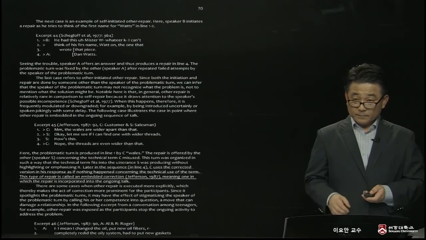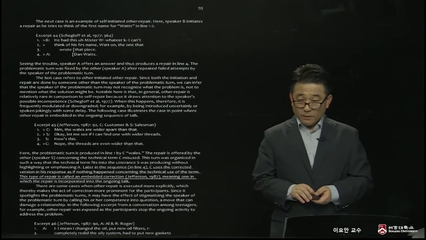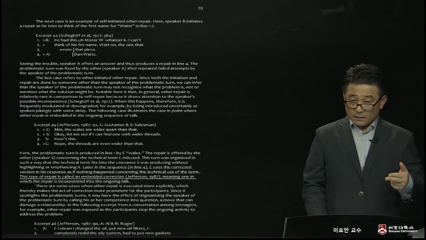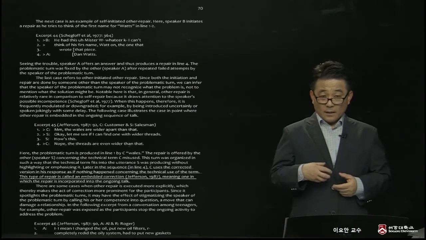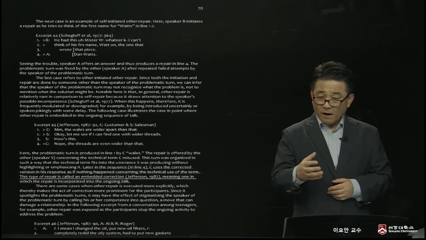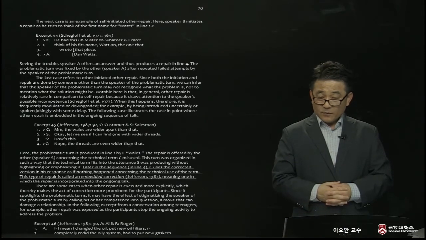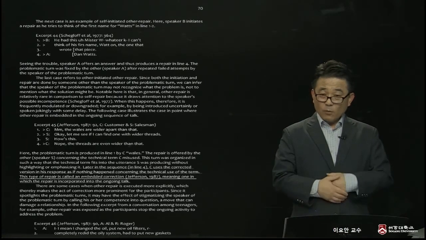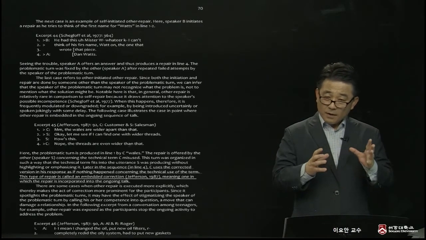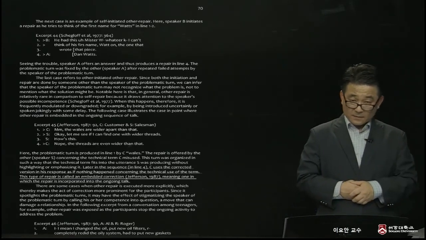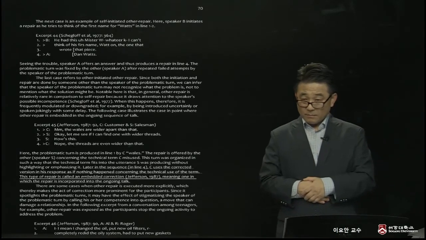Now, excerpt 45 is very interesting. It's a case of other-initiated and other-repair. When you think about it, when we are in a conversation, we don't go around fixing other people's problems. So generally speaking, self, the problem source, is the one who fixes the problem. But there are some occasions when other people correct the mistakes or problems. So that is the case in number 45.